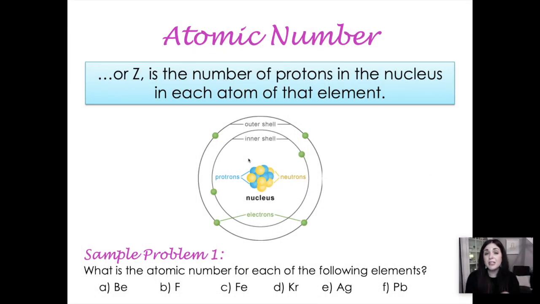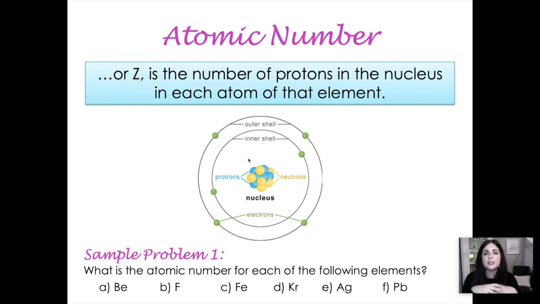Hopefully you found that beryllium has an atomic number of 4. That means every beryllium atom has 4 protons in its nucleus. Fluorine has 9 protons in its nucleus. That's its atomic number. Iron, I wrote them down here because I don't know atomic numbers off the top of my head, has 26 protons in its nucleus. Krypton has 36, silver has 47, and lead has 82.